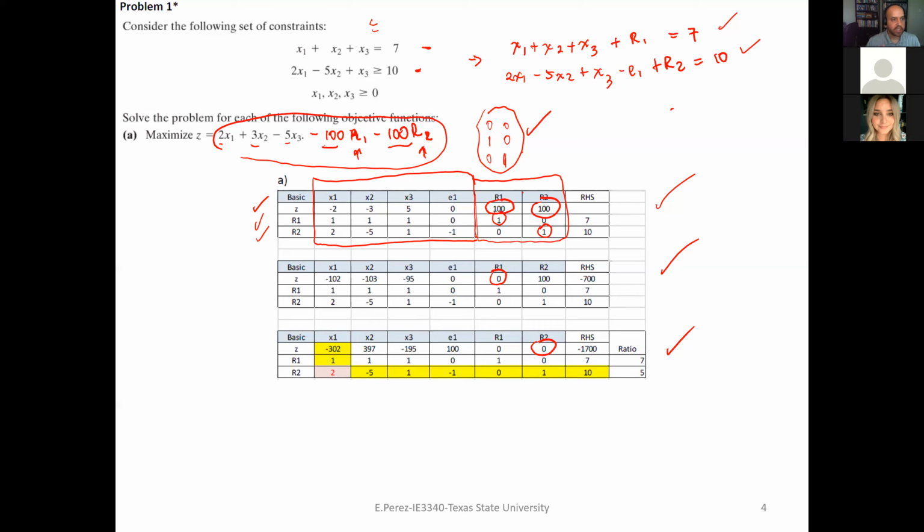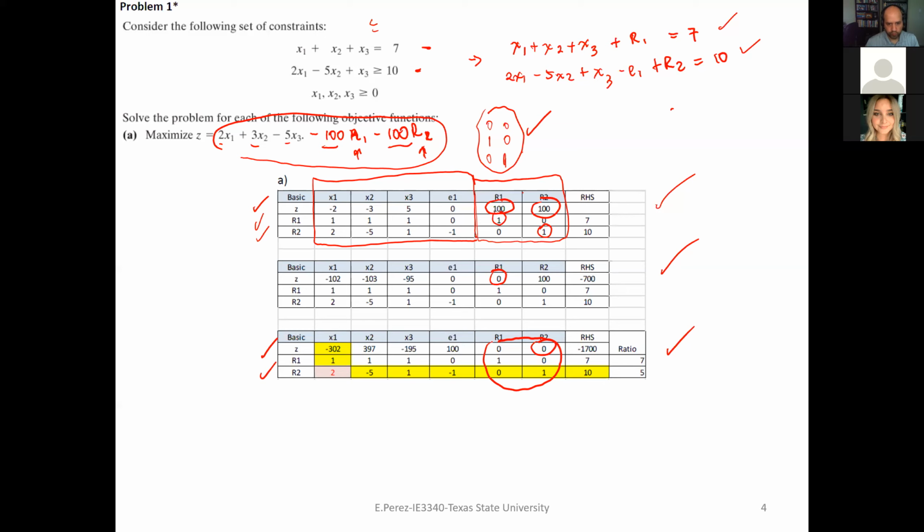And that's what we did up to this point. Okay, so at this point, we have our basic variables, R1 and R2. And if you look at this, you have the identity matrix right here. So right now we are ready to apply the simplex algorithm. So how do you proceed with the simplex algorithm? At this point, you're maximizing.